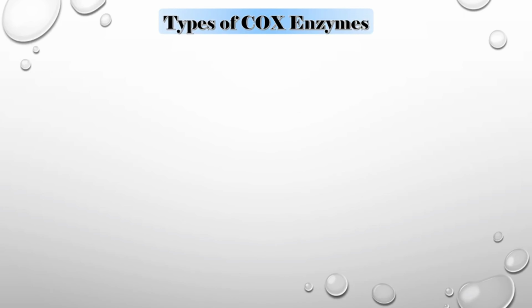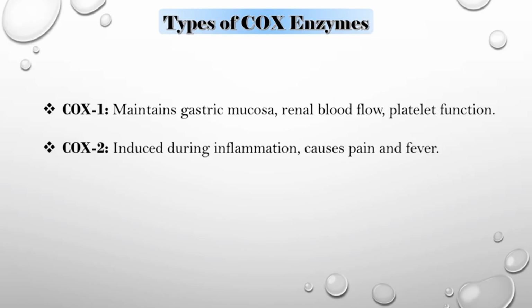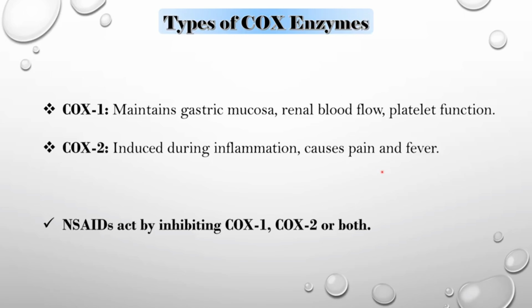Next, types of COX enzymes. There are two main COX enzymes, COX-1 and COX-2. COX-1 maintains gastric mucosa, renal blood flow, platelet function. COX-2 is induced during inflammation, causes pain and fever. Different NSAIDs target COX-1 and COX-2 or sometimes both.